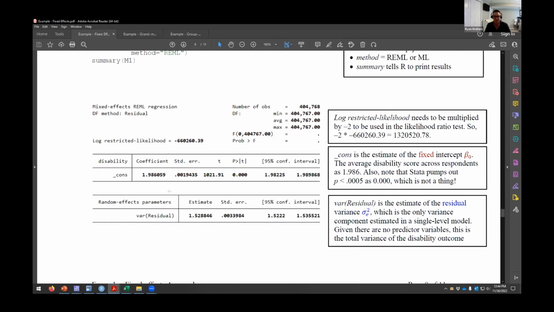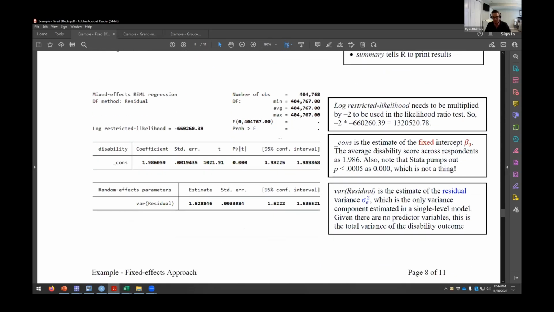So our Stata results are provided here. A couple things to note right away. The first thing in Stata is we have our log restricted likelihood, which is right here.